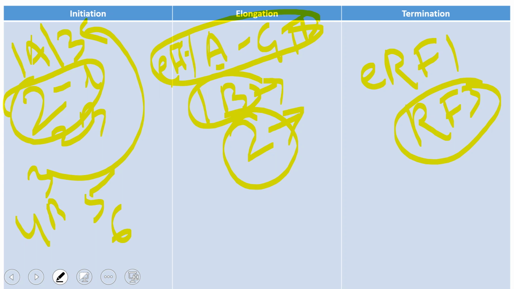In the next presentation, we'll talk about post-translational modification and the differences between the prokaryotic and eukaryotic transcription process, and then we will talk about the inhibitors of prokaryotic and eukaryotic translation process.